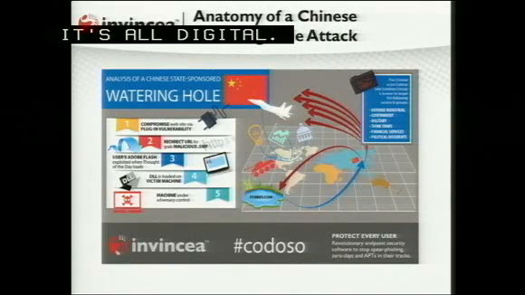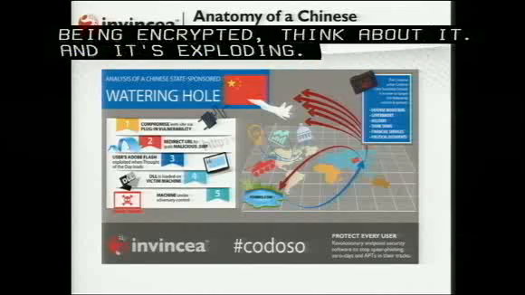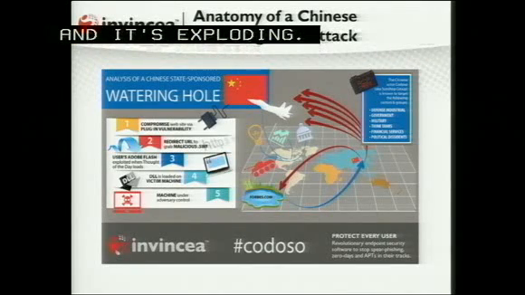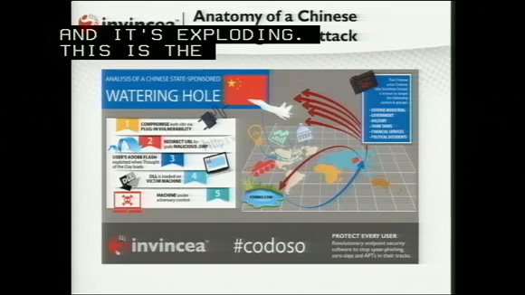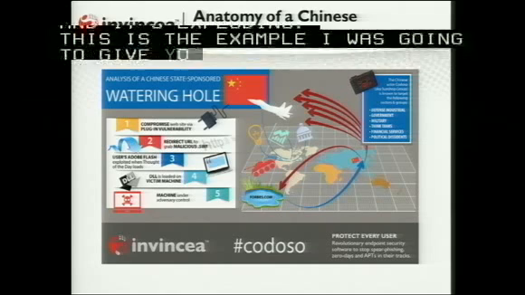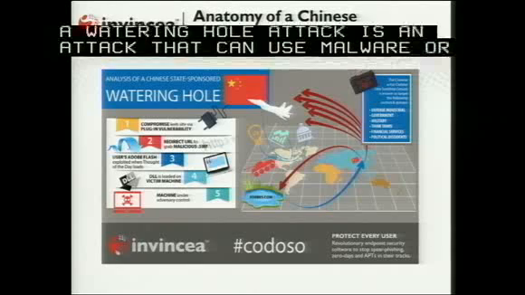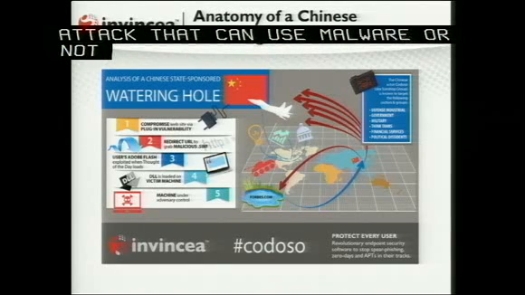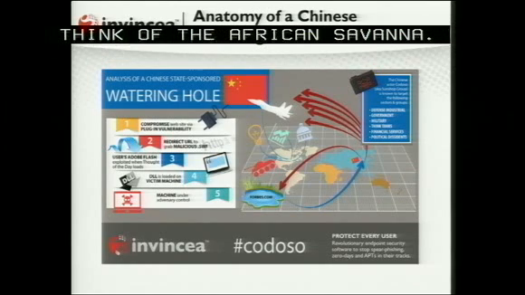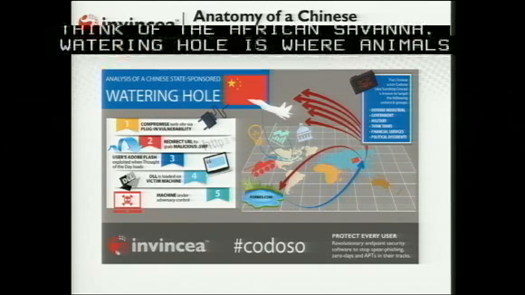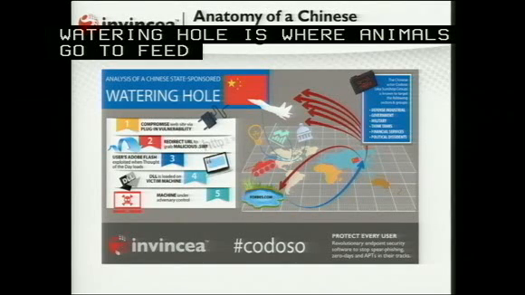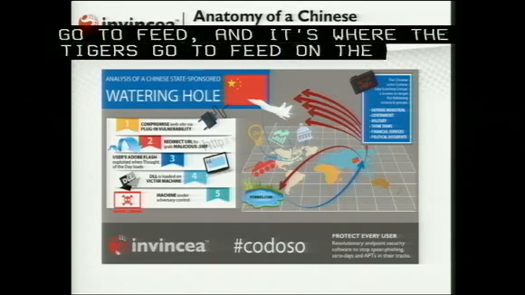Spreadsheets. So this is the example I was going to give you. So a watering hole attack is a type of attack that can use malvertising or not. But a watering hole, think of the African savanna, right? Watering hole is where animals go to feed, right? Because there's water, etc. It's also where the tigers go to feed on the animals that go to feed, right? So a watering hole is setting up a website that your target is likely to visit.